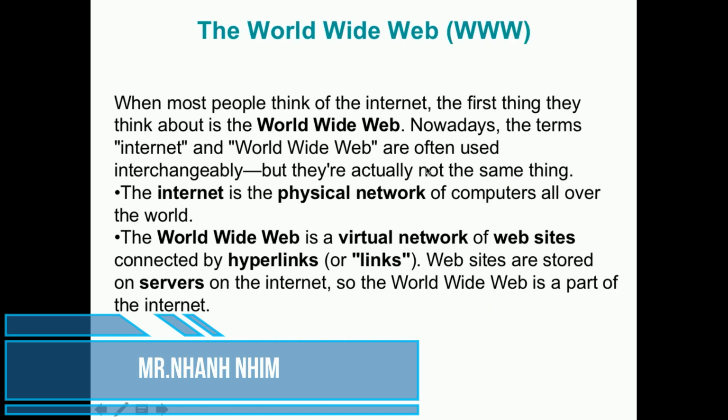Okay, the World Wide Web here. The short form is www, like dot something like that. When most people think of the internet, the first thing they think about is the World Wide Web. Nowadays, the terms internet and World Wide Web are often used interchangeably, but they are actually not the same thing. The internet is the physical network of computers all over the world, and the World Wide Web is the virtual network of websites connected by hyperlinks or links. Websites are stored or served on the internet, so the World Wide Web is a part of the internet.